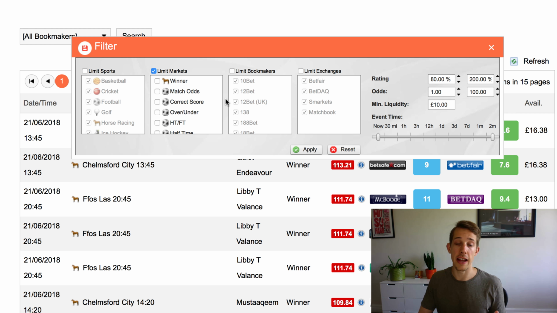Third one is correct score. And that's where you'd be betting on a specific outcome of the match. So you're saying, I think it's going to be 1-1, 2-2, 2-1, or whatever.